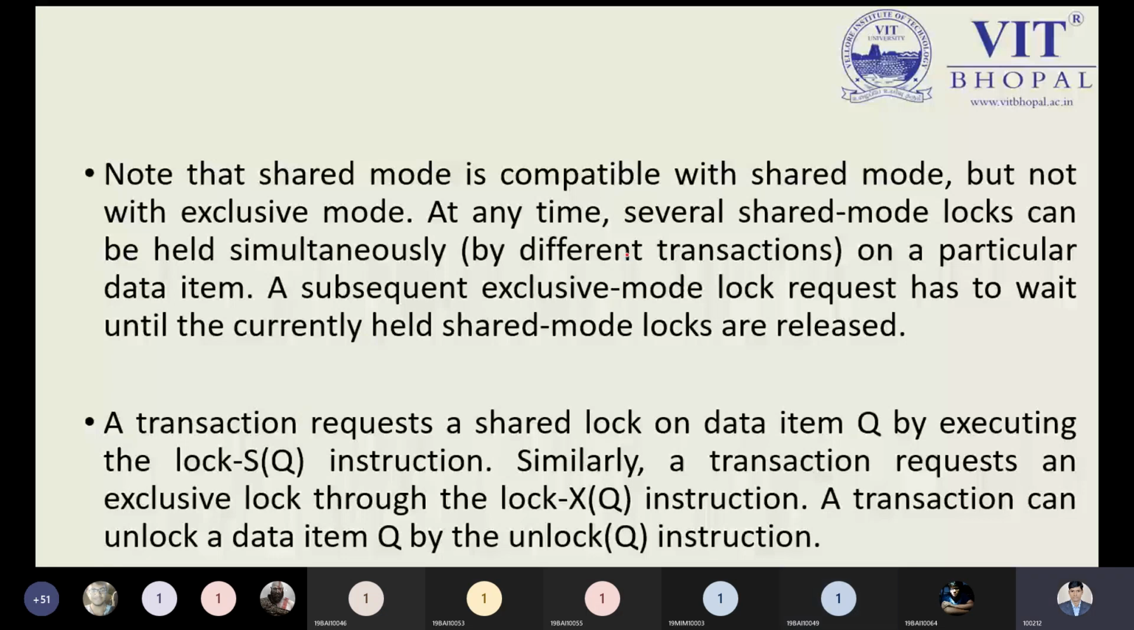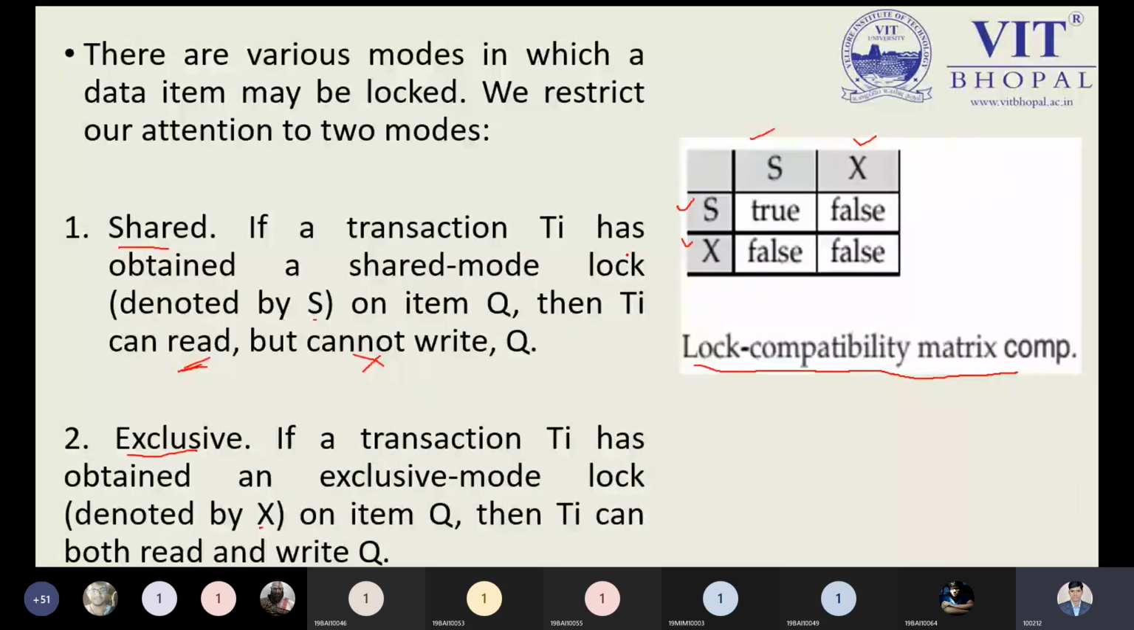Sir, I have a doubt, in that matrix. Yes, please tell me. Sir, could you explain this again? How is this working? Yes, it is simple.